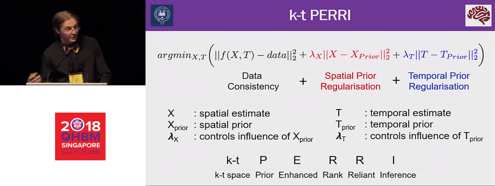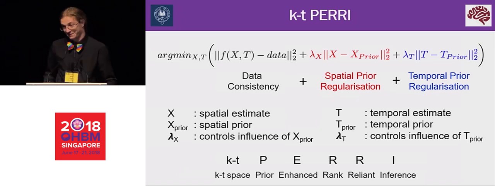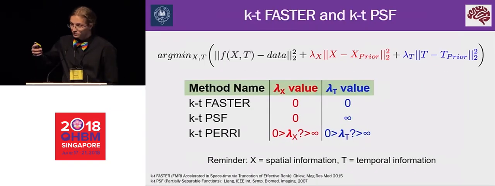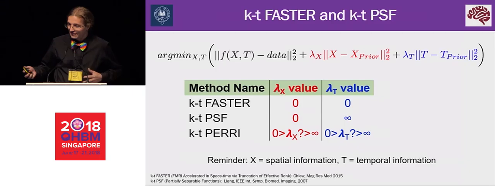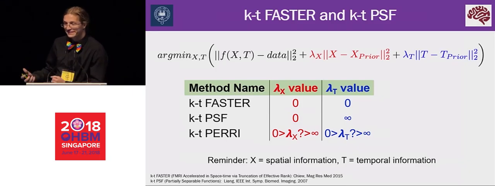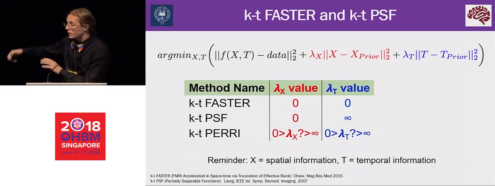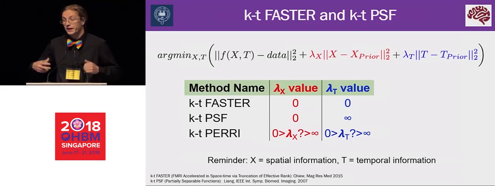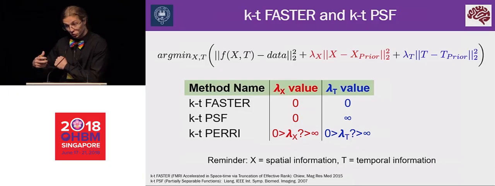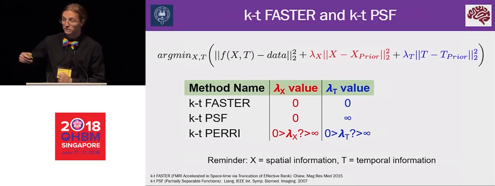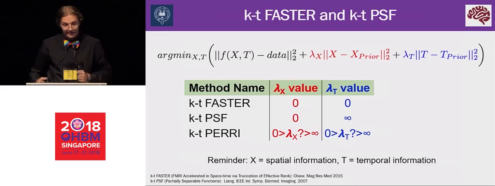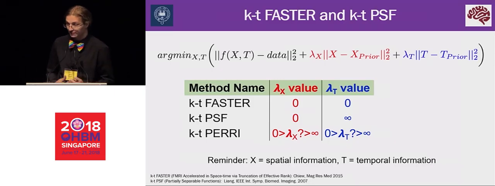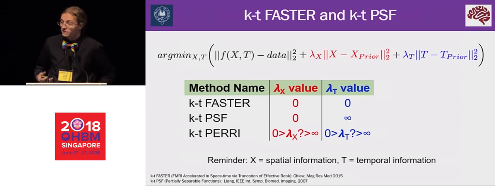Now I need to test out Katy Perry against the leaders in the field, something Katy Perry is very used to doing. So we've already seen this Katy faster method, and we've already seen that by setting the lambda values to 0, we don't care about the priors. We're going to compare this against another method called KT-PSF, which is partially separable functions. And what that does is it assumes you can reconstruct the full time information from that central K-space. So we represent it with a lambda value of infinity.